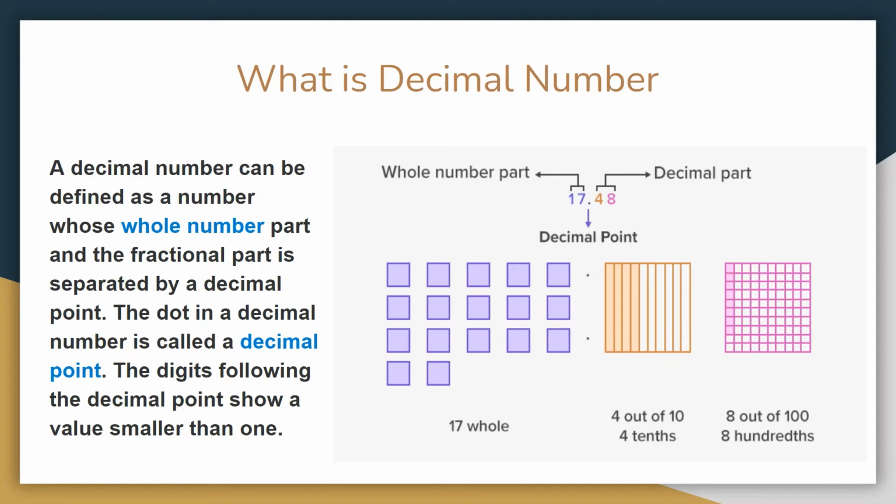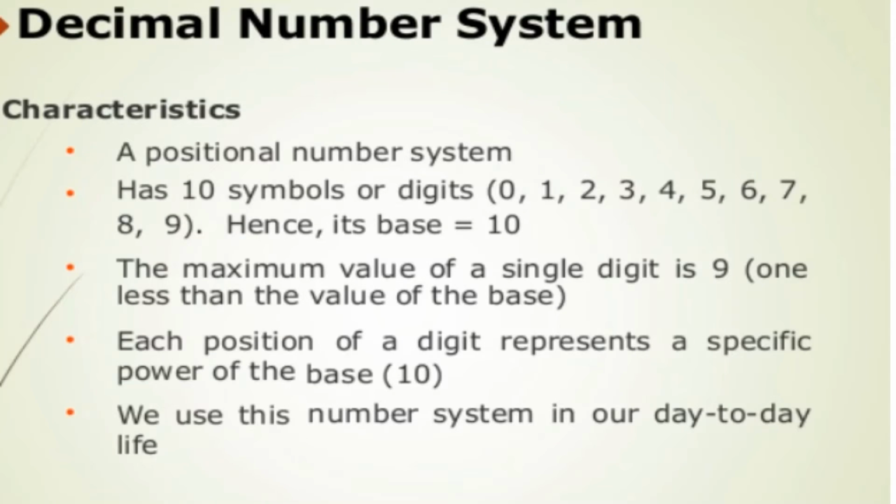Next, moving forward, the characteristics of the decimal number system. It's a positional number system, of course. We saw in the previous example that it's positional. In this number system there are 10 symbols or digits, that's 0 to 9: 0, 1, 2, 3, 4, 5, 6, 7, 8, 9. Hence the base is 10. Why is the base 10? Because the decimal number system has 10 symbols or digits, so the base of the decimal number system is 10.